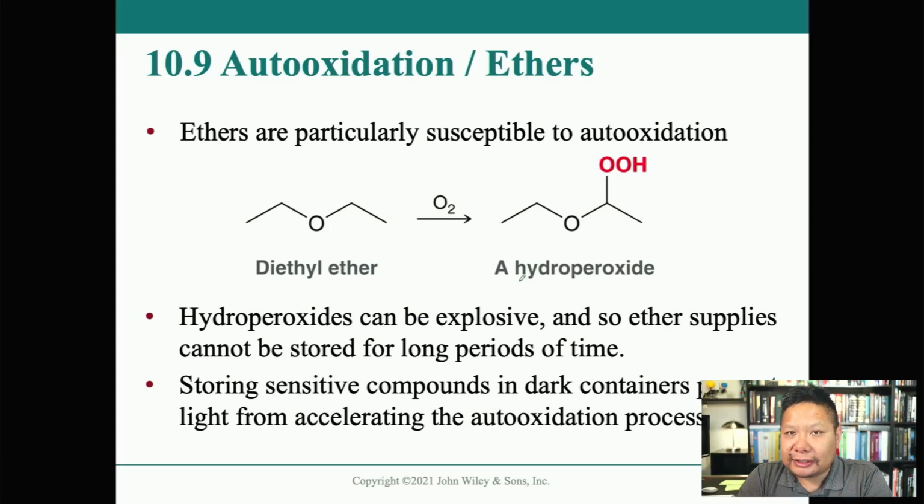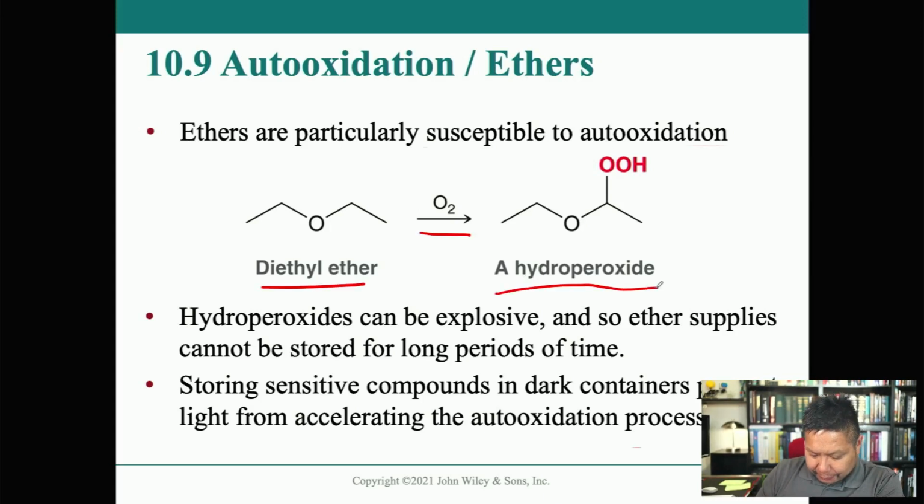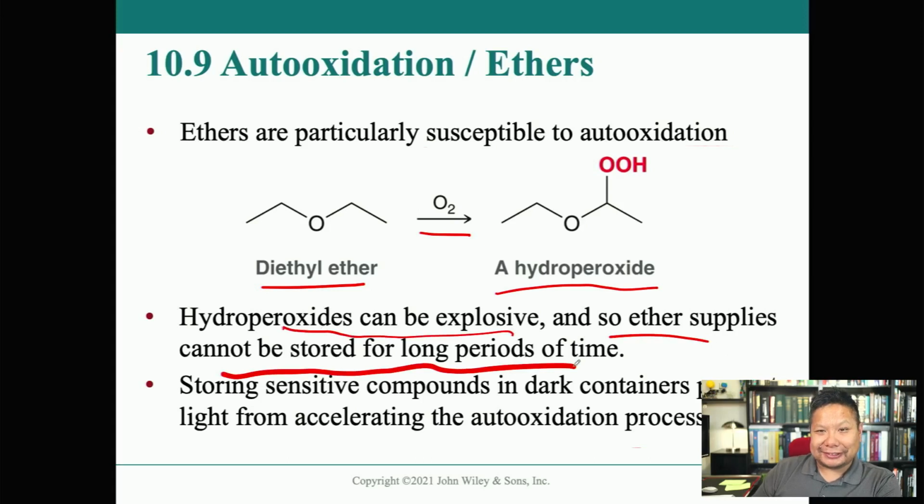So ethers are particularly susceptible to auto-oxidation, right? Here we have diethyl ether. With some oxygen, it can become a hydroperoxide. A hydroperoxide, not to be confused with hydrogen peroxide. Hydroperoxides can be very explosive, so ether supplies cannot be stored for a long period of time, right? To say nothing of the fact that ether is super flammable too, right?